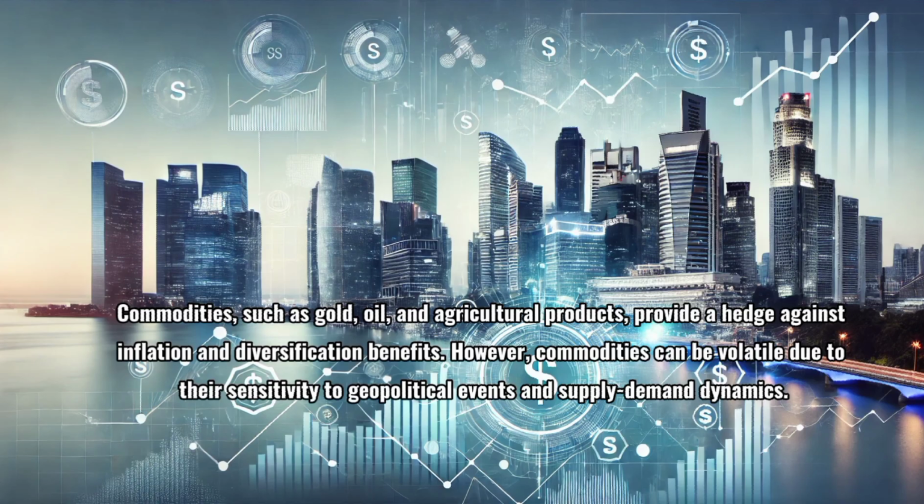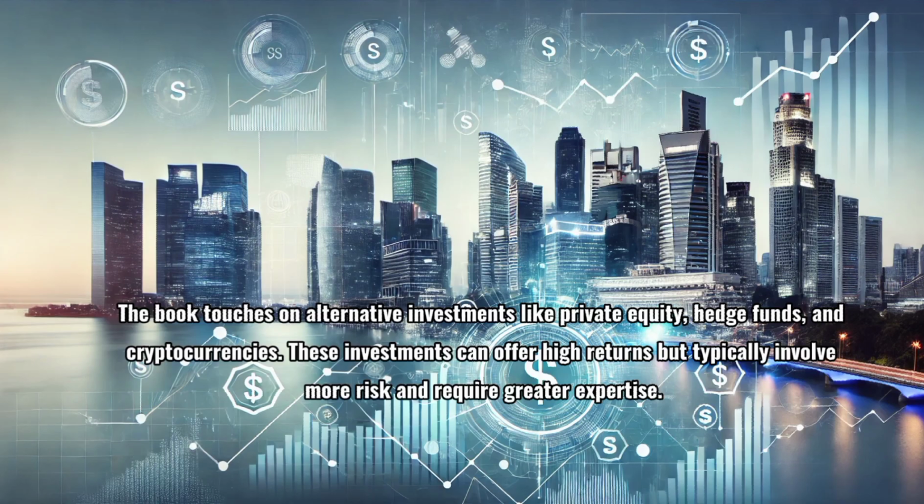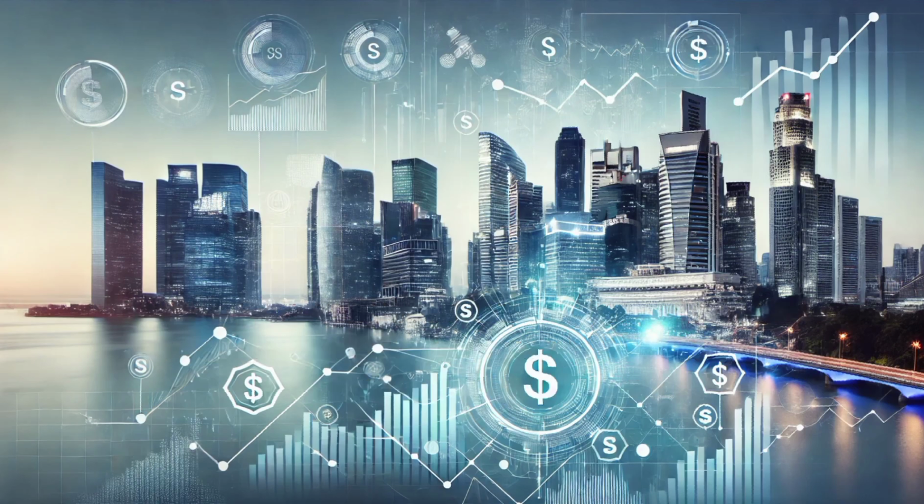D. Commodities. Commodities, such as gold, oil, and agricultural products, provide a hedge against inflation and diversification benefits. However, commodities can be volatile due to their sensitivity to geopolitical events and supply-demand dynamics. E. Alternative investments. The book touches on alternative investments like private equity, hedge funds, and cryptocurrencies. These investments can offer high returns, but typically involve more risk and require greater expertise.